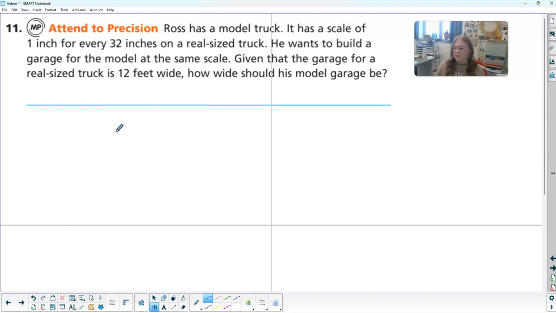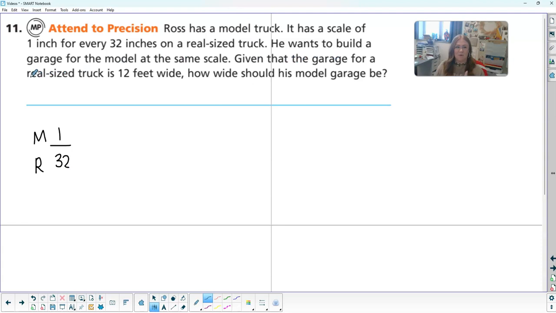Number 11 tells us that Ross has a model truck. It has a scale of 1 inch to every 32 inches of the real truck. So we have a model truck and we have a real truck. Every time we have one of these, it's 32 inches on the real truck. He wants to build a garage for the model at the same scale. So he's building his model.